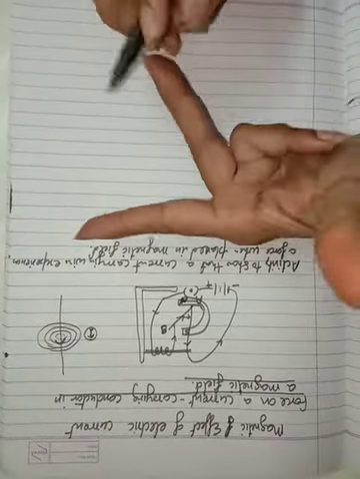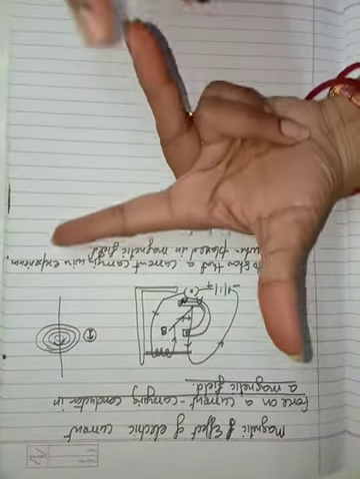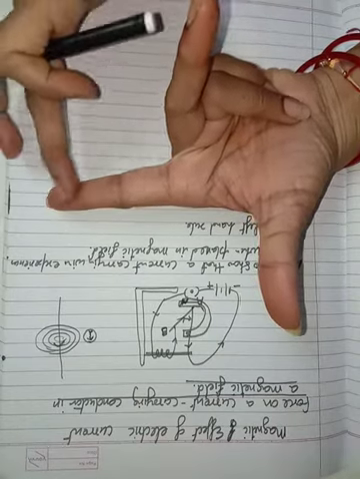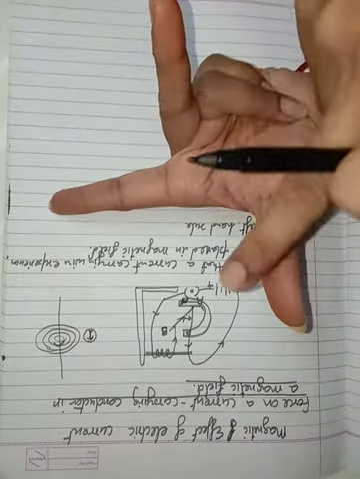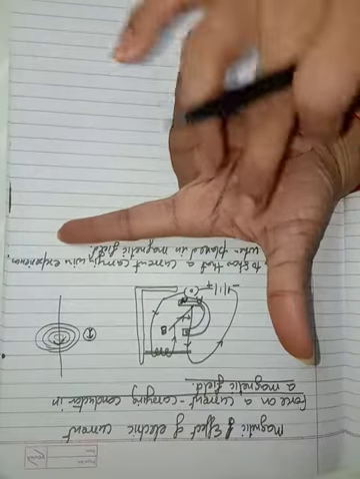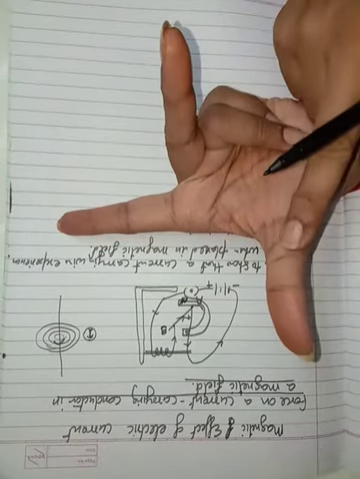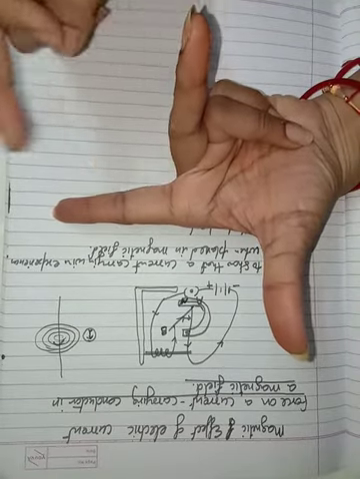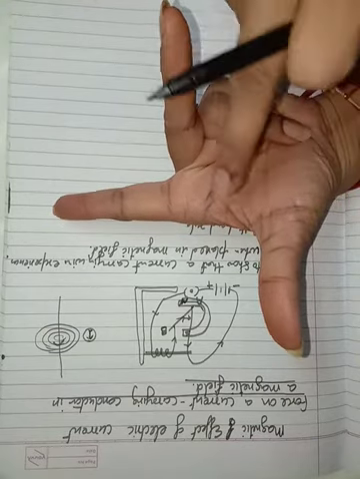This is my hand. Stretch your fingers like this, all your fingers. They are all perpendicular to each other. This finger is perpendicular to this one, and these are also perpendicular to each other. So stretch your fingers like this: your forefinger, middle finger and your thumb. Now stretch your fingers. Your forefinger, your middle finger and your thumb are perpendicular to each other.